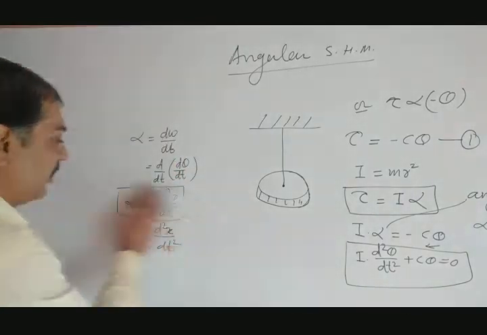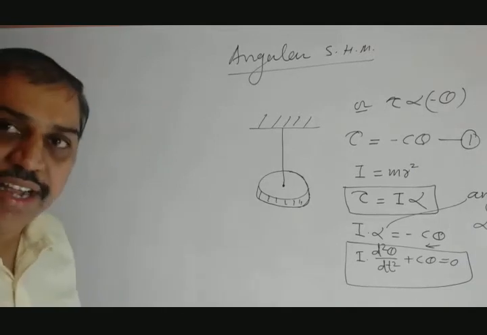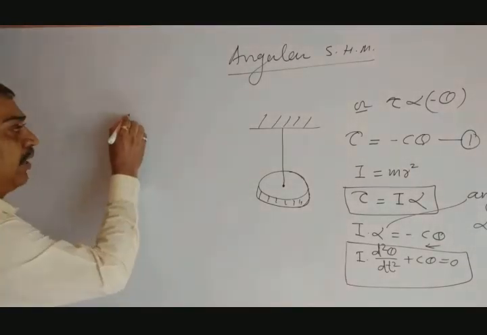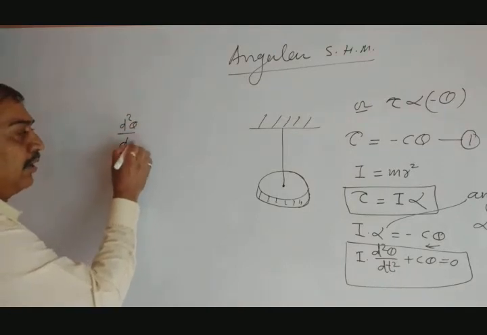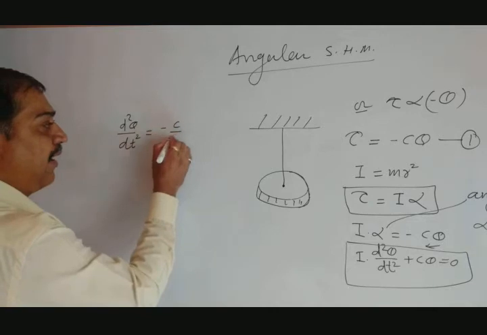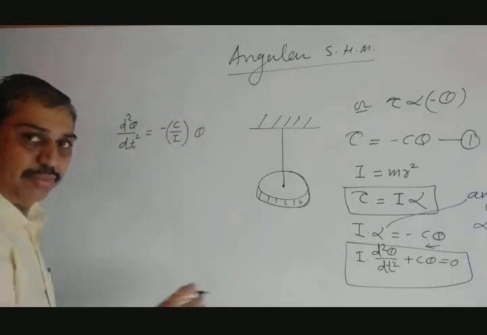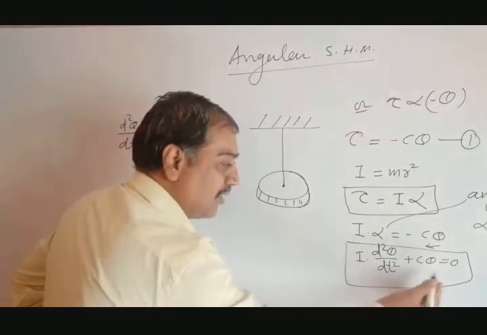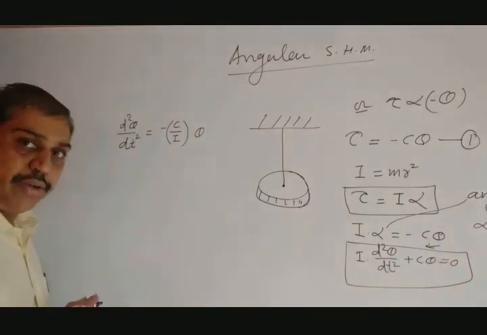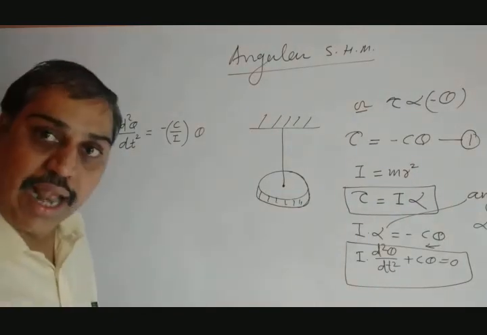Now from this equation you can find out the acceleration. Just find it out for the sake of understanding. So you can write here d2 theta divided by dt square equal to minus c divided by I, outside the bracket, theta. Just move the I to this side and solve it. You get this value of d2 theta by dt square, and that is said to be alpha, angular acceleration.